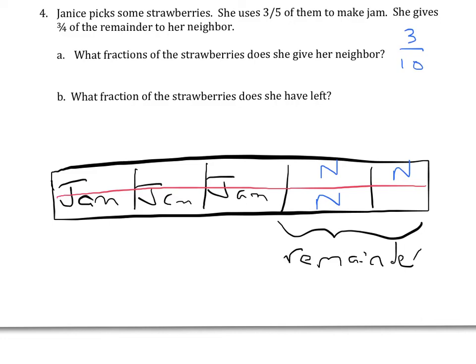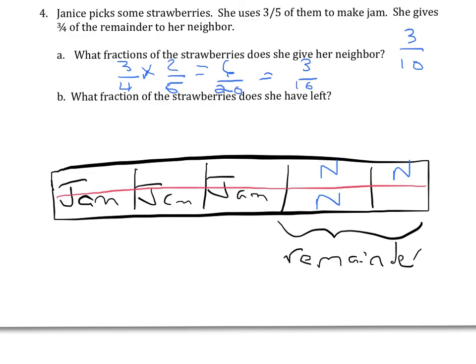Now what multiplication problem would this be? Well, it's of the remainder, so it's of 2/5, and she gives 3/4 of 2/5. Now, I'm going to just multiply that. I get 6/20, which reduces to 3/10.